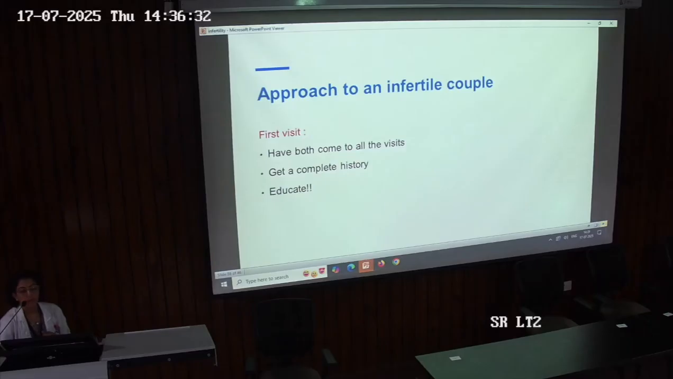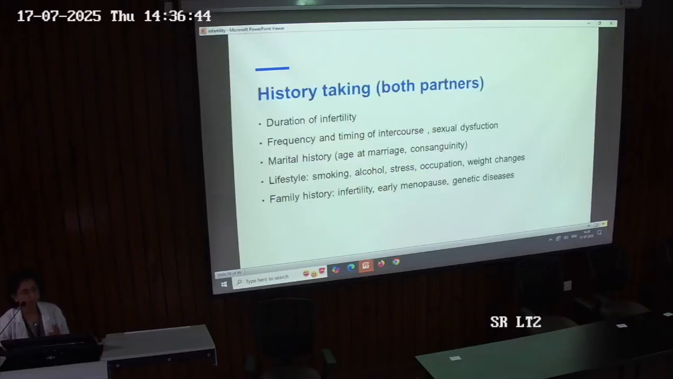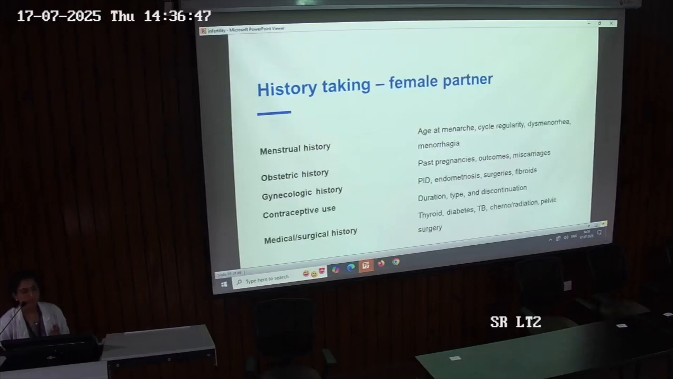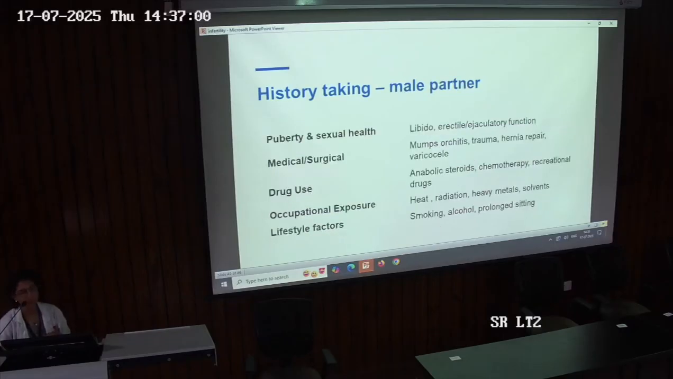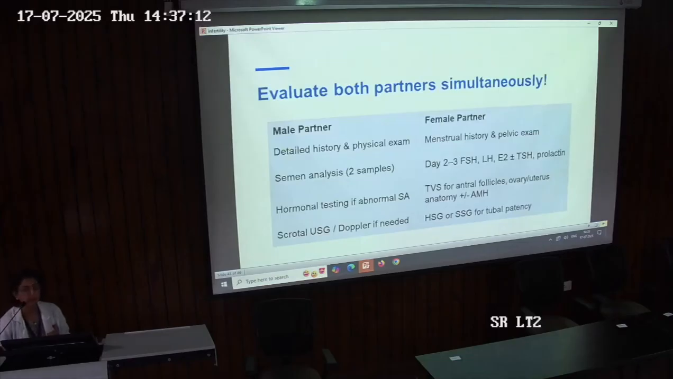So, we do the workup of both the partners side by side by taking a good history, then examination, and then the investigative workup. Same in the female partner, the extra part that we need to cover is the menstrual history, the obstetric history, history of any contraceptive use, and the past medical and surgical history. Similarly, in the male partner, secondary sexual character development, any medical or surgical history, use of any drugs, occupational exposure, lifestyle, everything is important. So a good history taking is very important in cases of male infertility.